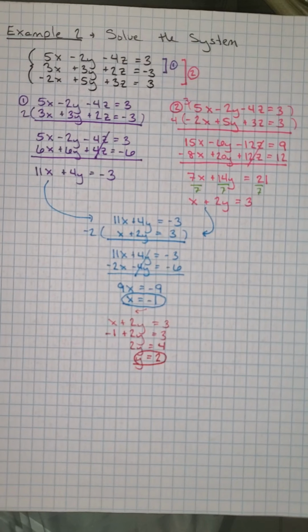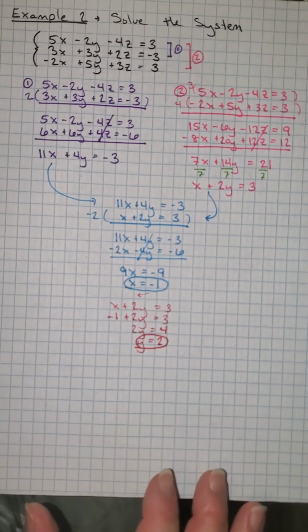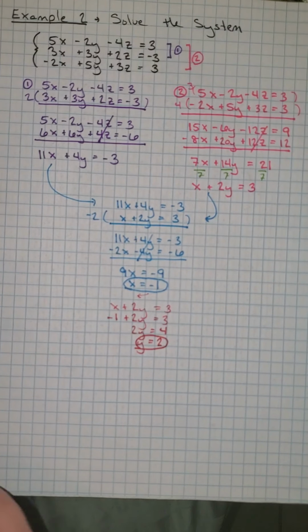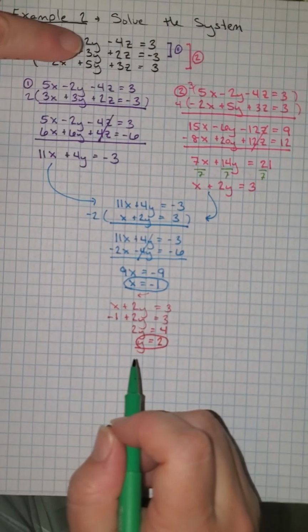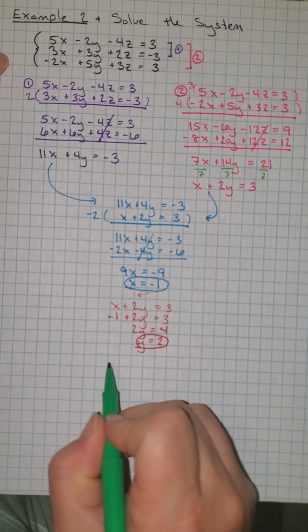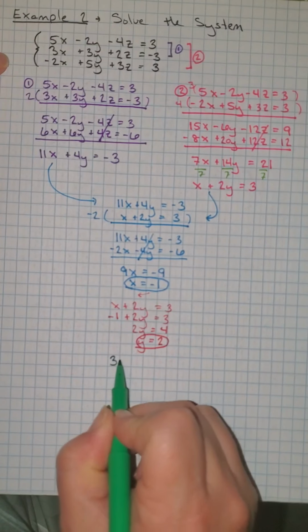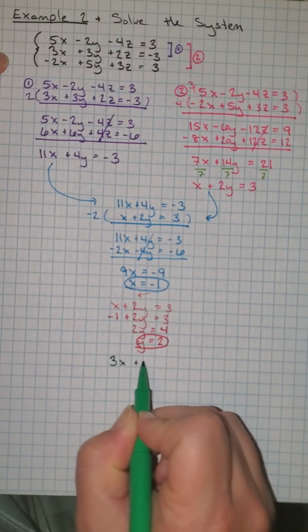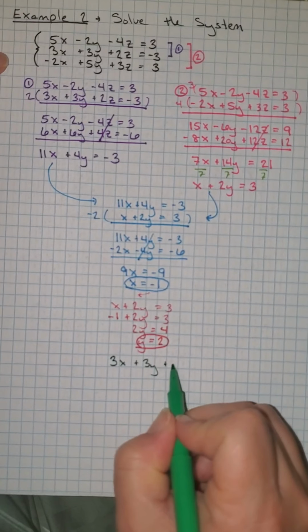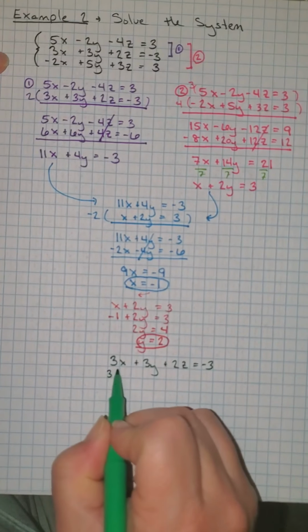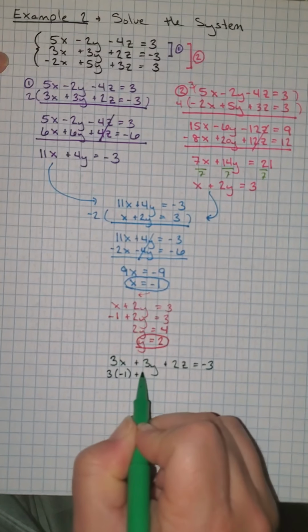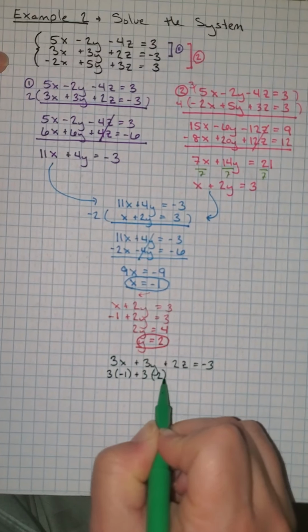Now you gotta grab something with a z in it. So now go all the way back to the original and just pick something with a z. I'm gonna pick the middle one because it's got a 2z. It honestly doesn't matter. You can pick whichever one you want. So 3x plus 3y plus 2z equals negative 3. But now we know the value of x, it's negative 1. And we know the value of y, it's 2.